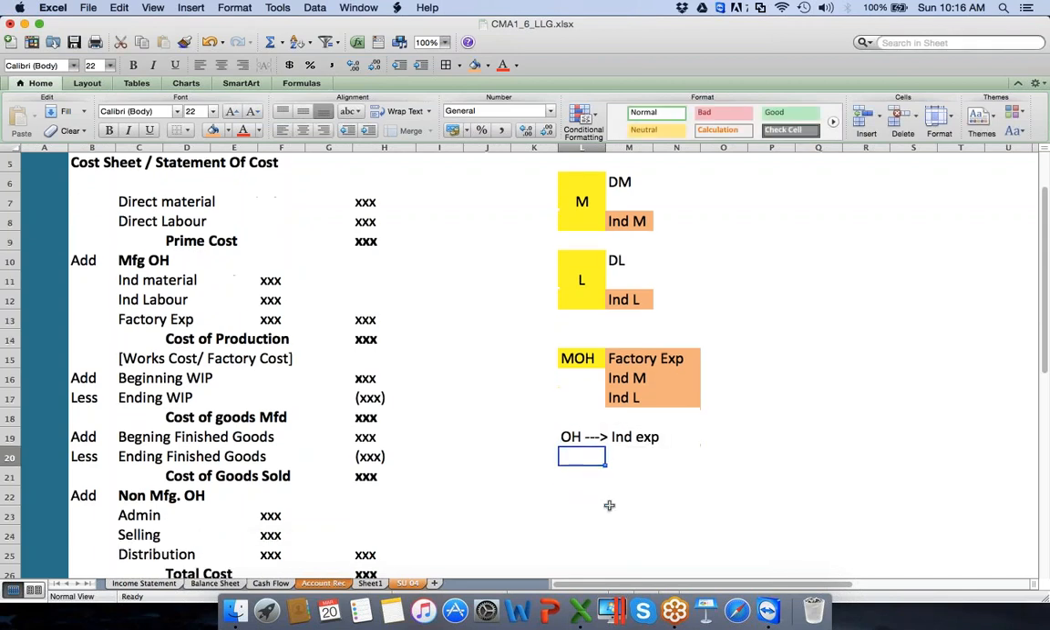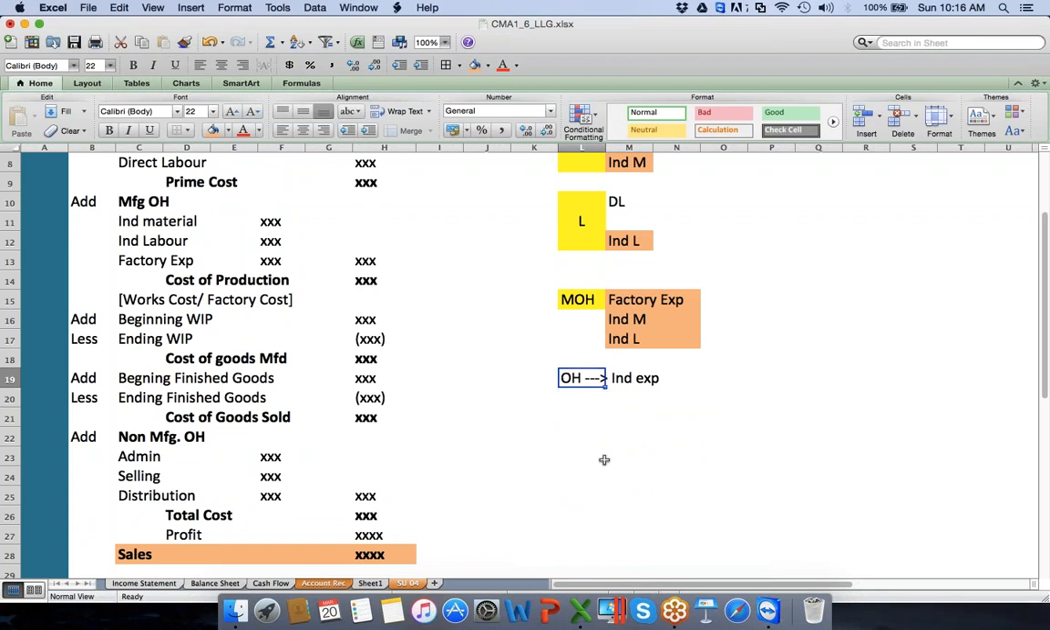Indirect expense. Clear? Right. We have overheads in three places. That is in a factory. In the factory, we call it factory overhead or manufacturing overhead. In the admin office, we call it administration overhead. In sales and distribution, we call it selling and distribution overhead. So we have three different types of overheads: manufacturing overhead, admin, and selling and distribution.